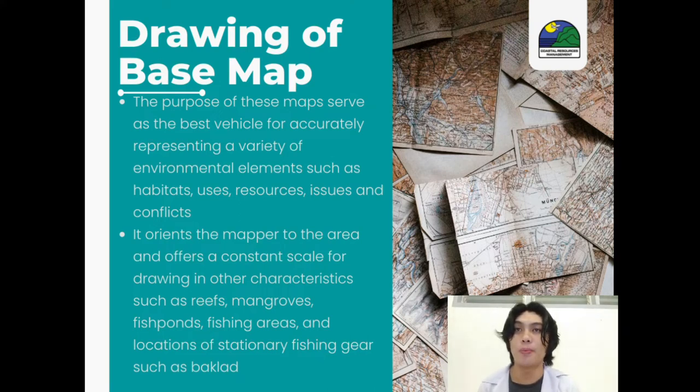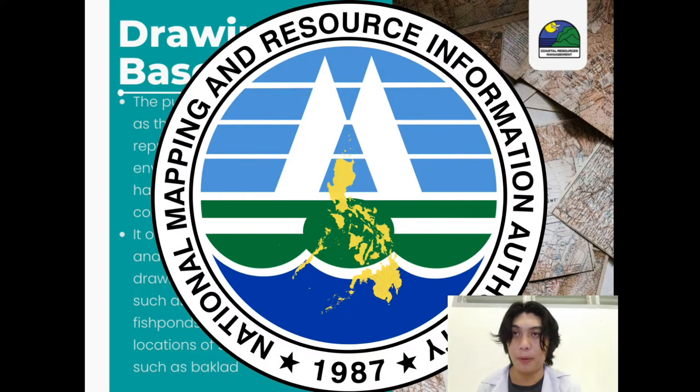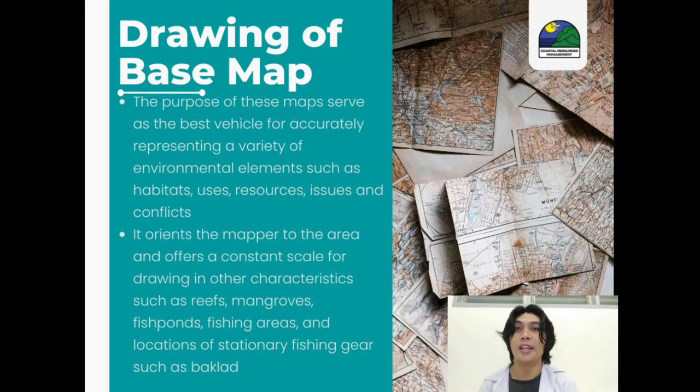Base maps are often produced by government geological and navigation agencies. NAMRIA, for example, prepares a base map in advance for a mapping activity. They are ideally placed on tabloid size tracing paper with pre-drawn black lines that represent the characteristics of the area.